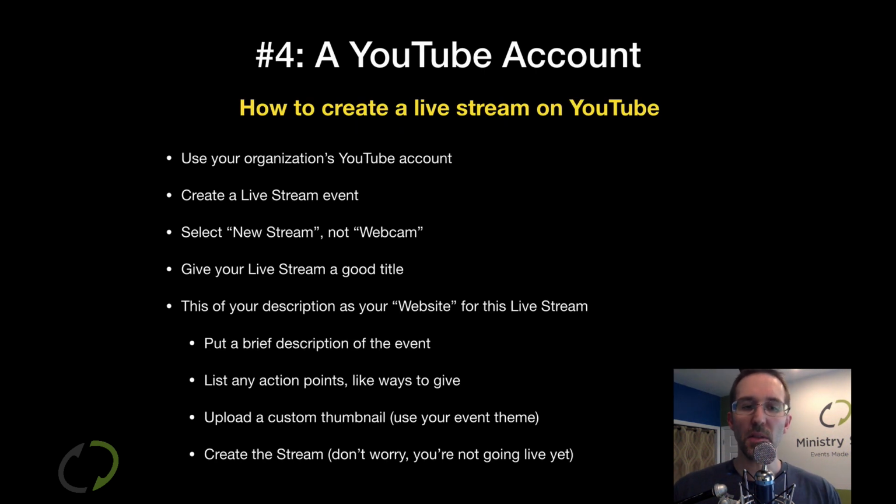All right, the next thing is that you're going to want to create a custom thumbnail. So don't just skip over that. Have your designer create a nice thumbnail that will look nice, or use the imagery from your theme of your event. But do something. Don't just let YouTube pick something for you, because it probably won't look very nice. All right, so these are all the things that you're going to need to create a live stream on YouTube. So let me go over to YouTube right now, and I'll show you exactly how to do this.